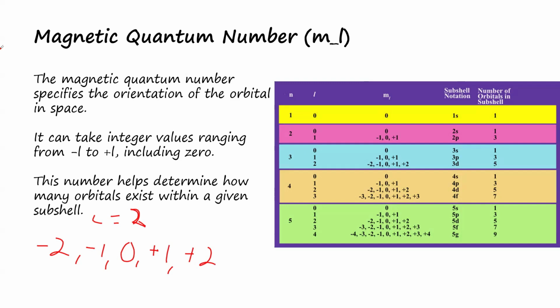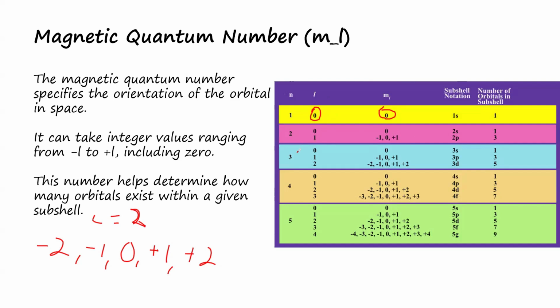Looking at this, we see that when L equals 0, the magnetic quantum number is 0. That is what I wanted us to understand here. When n is equal to 2, L is equal to 0 and 1. For the 0, the magnetic quantum number remains 0, and for the 1, it is minus 1, 0, and plus 1.